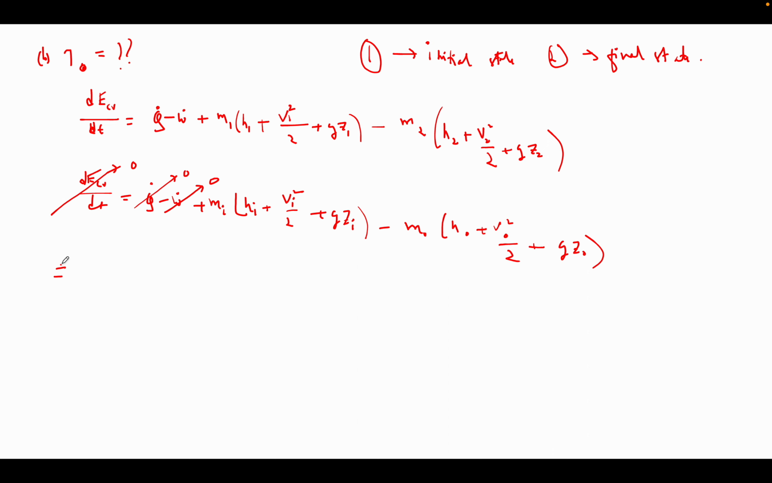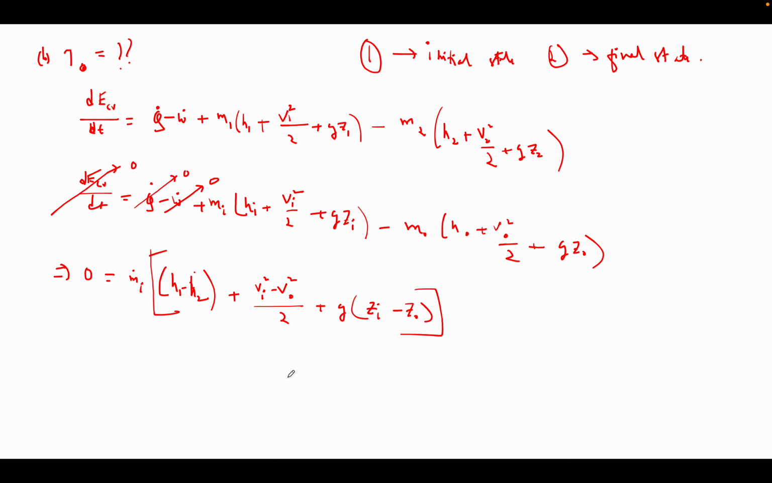Now again we know that mi dot is equal to m0 dot, so what I can write here is only mi dot, that will be equal to h1 minus h2 plus vi square minus v0 square by 2, and also I can write g times zi minus z0. Okay, so this is what is left here.